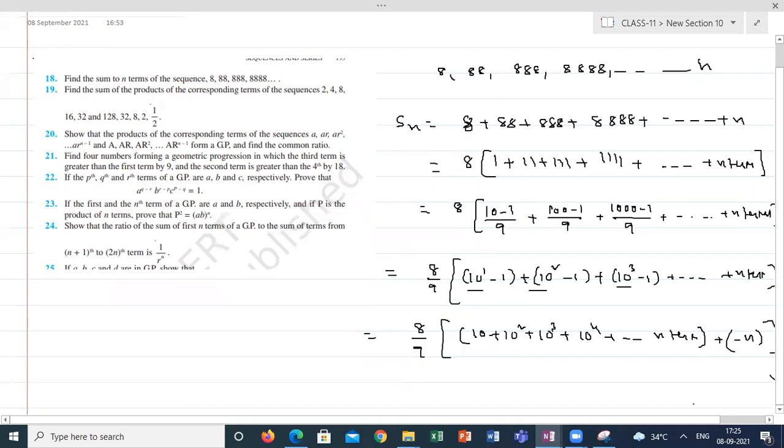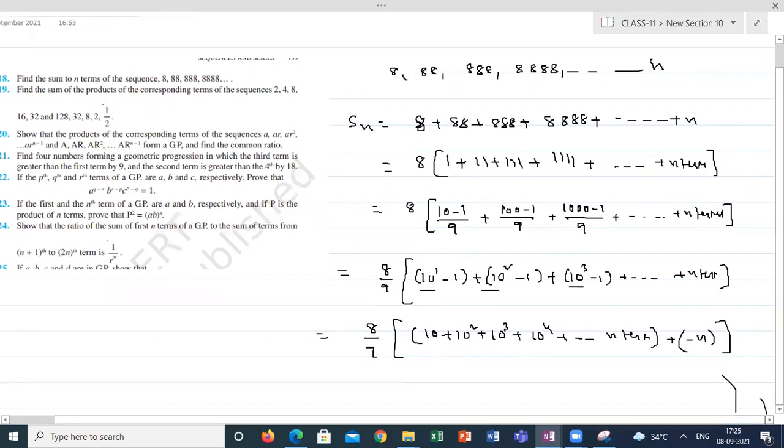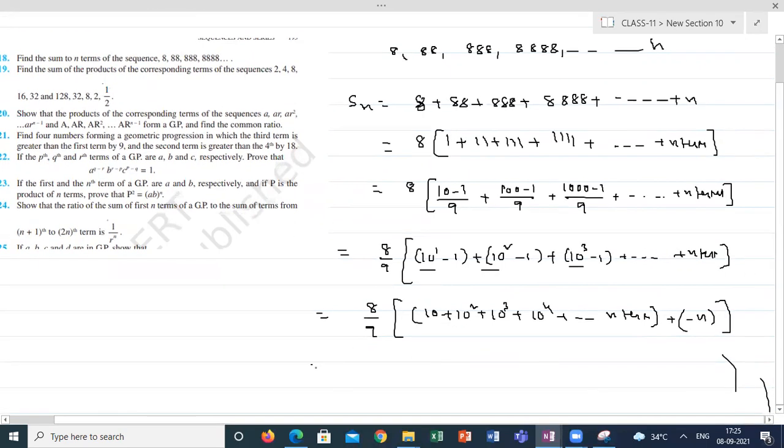This is very much important for your plus 2. There is a calculus integration by numerical methods. There the sequence and series concept will be useful for us. So this is in GP, where common ratio is 10, initial term is 10. So sum of the n terms is 10 into 10 power n minus 1 by 10 minus 1 minus n.